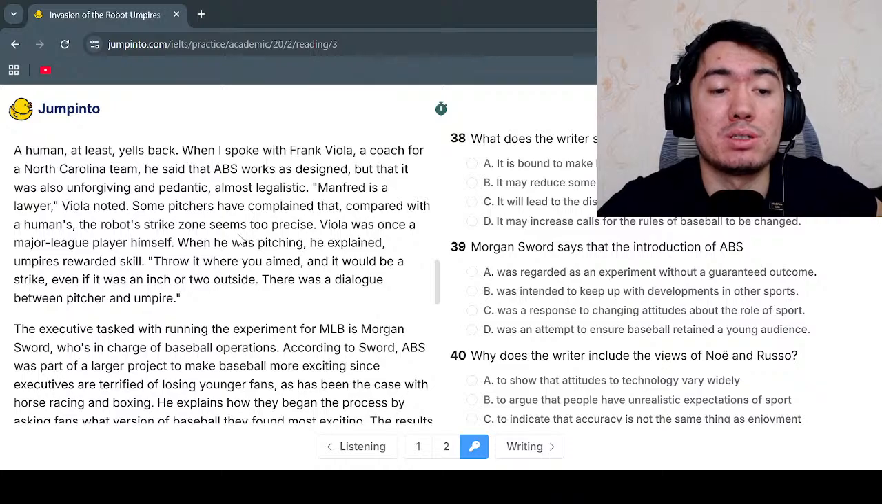Viola was once a major league player himself. When he was pitching, he explained, umpires rewarded skill. Throw it where you aimed and it would be a strike, even if it was an inch or two outside. There was a dialogue between pitcher and umpire.